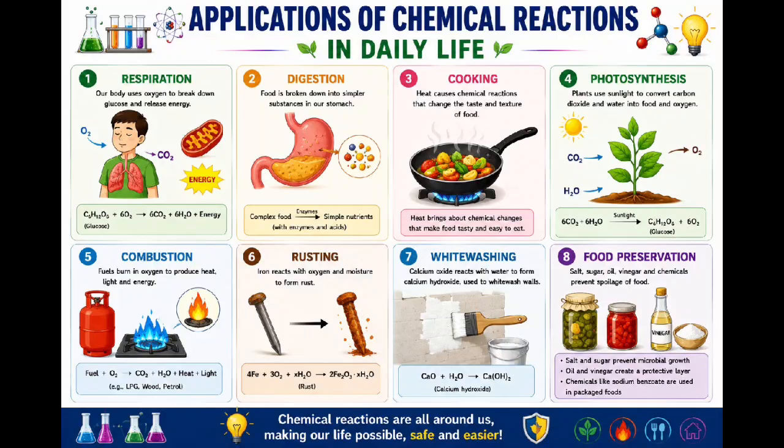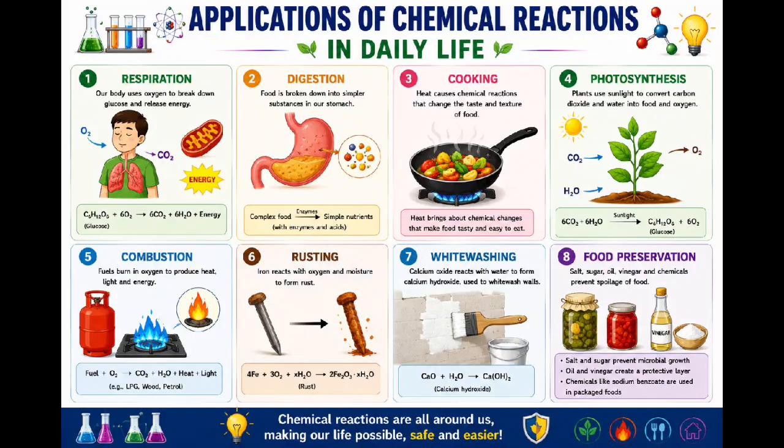Next, cooking. Even cooking involves chemical reactions, you know. When we heat rice, vegetables or egg, chemical changes take place. Their taste, color, smell and texture can change. And many of these changes cannot easily be reversed.